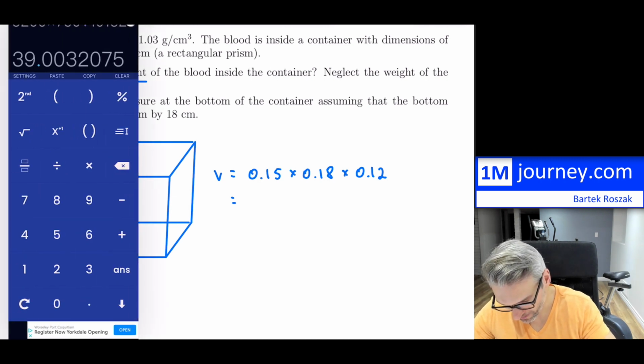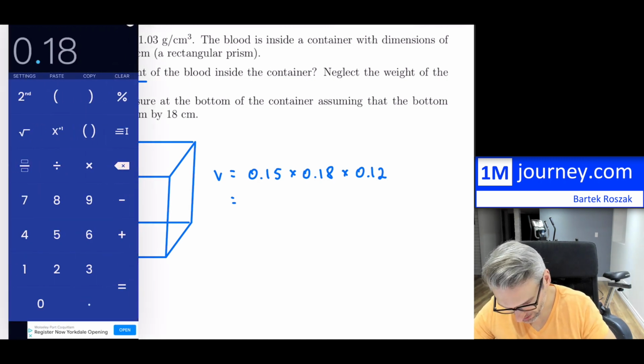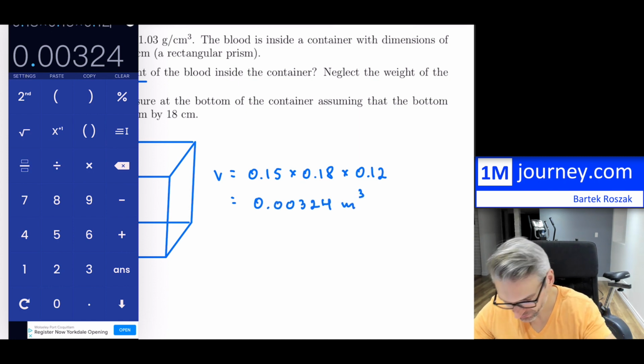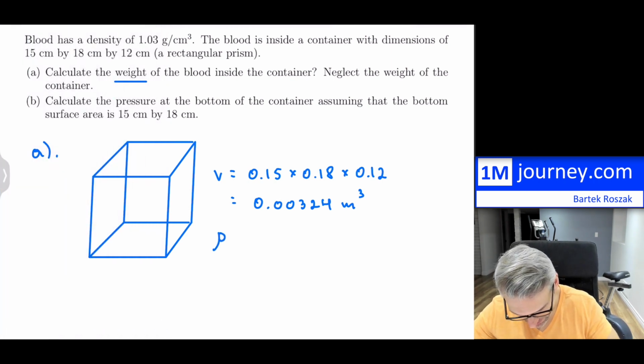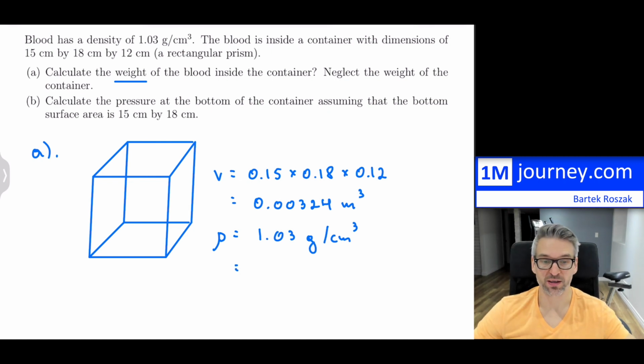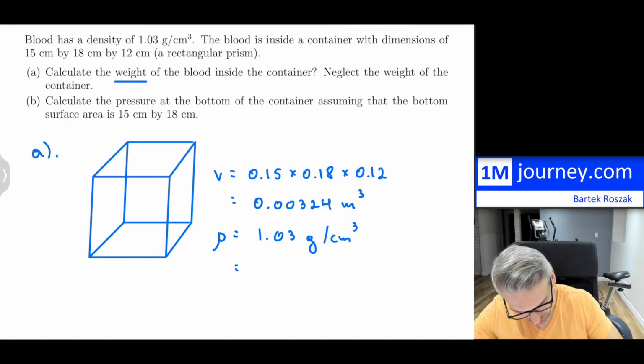The order won't matter because it's multiplication. So we have 0.00324, and this is meters cubed. And now they give us the density. Notice that they give us 1.03 grams per centimeter cubed. Now recall that when you're given density in grams per centimeter cubed, in order to change it to metric standard, you don't actually have to do any major conversions. All you have to do is multiply this by 1,000.